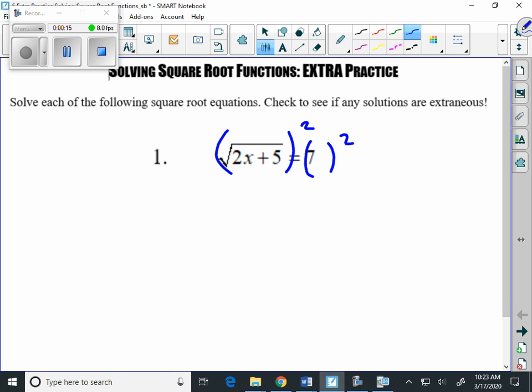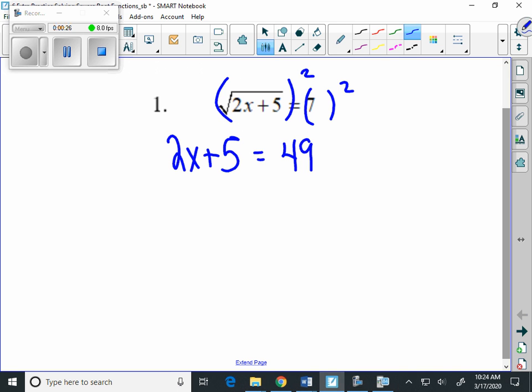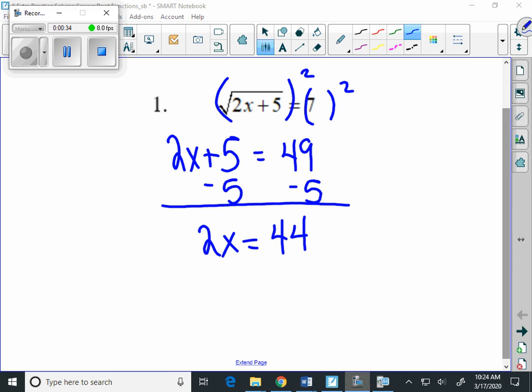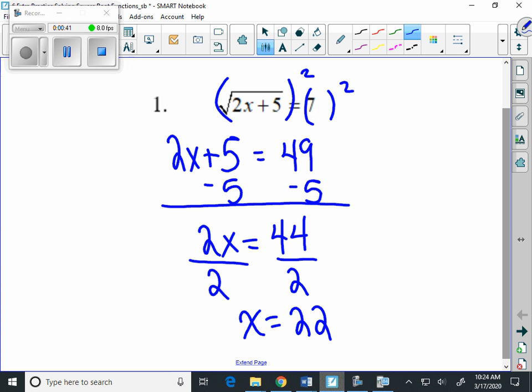When we square both sides, we're left with 2x plus 5. Again, square rooting and squaring cancel each other out. Equals 29. Well, subtract 5 from both sides. We get 2x equals 44. And divide both sides by 2. And x equals 22.